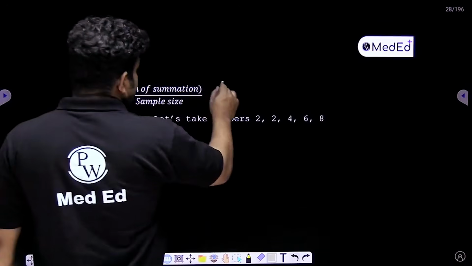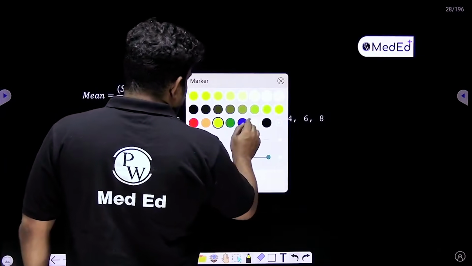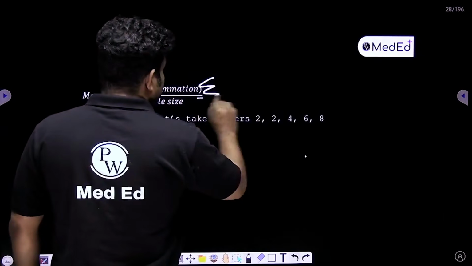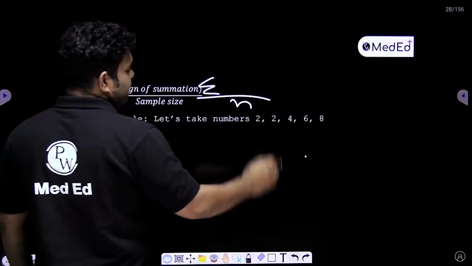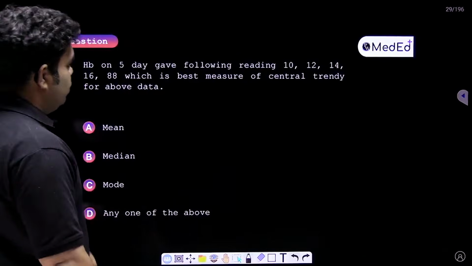So whenever we take mean, we first add all the numbers by the sign of summation, and then after adding all the numbers, we divide it by sample size, which is n. You can do such exercises, but let's directly come to the question.